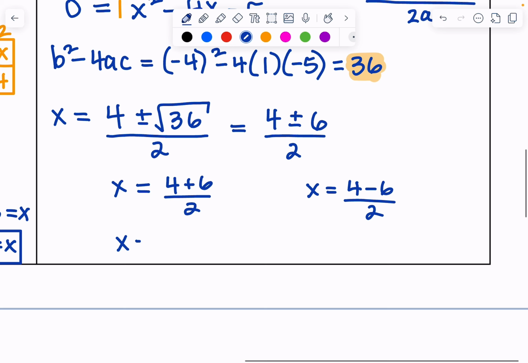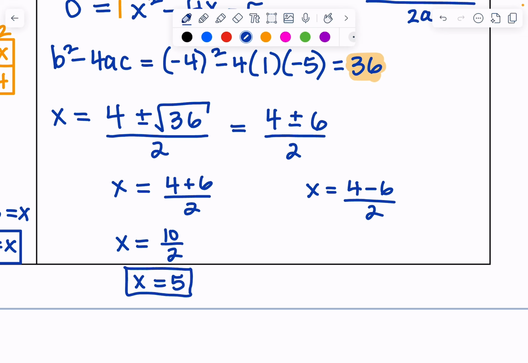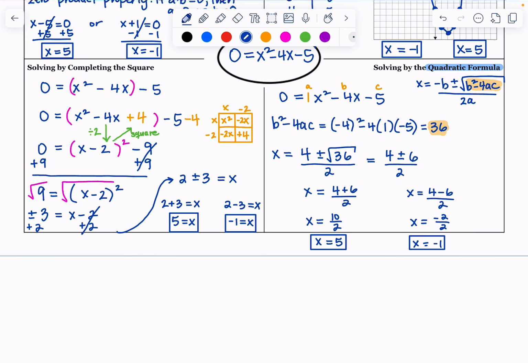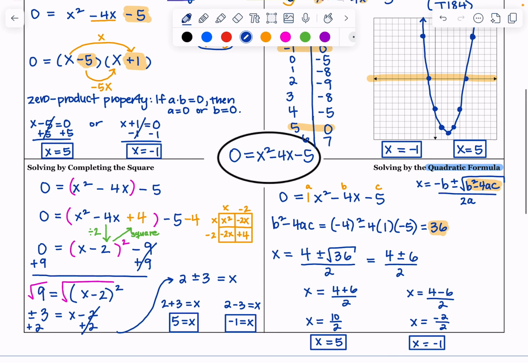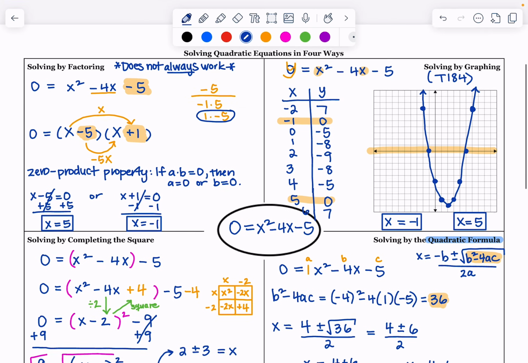So for this first one, I get 10 over 2, which is 5. And for the second one, I get negative 2 over 2, which is negative 1. And again, that matches what we've been getting on all the other sections. So we have solved 0 equals x squared minus 4x minus 5 four different ways and gotten the same answer each time.